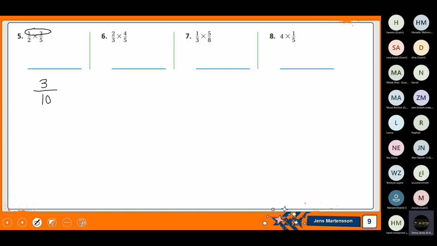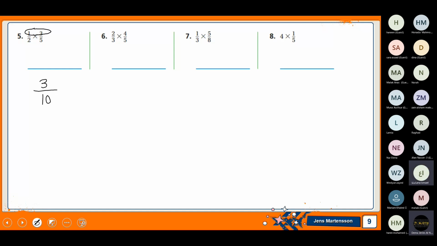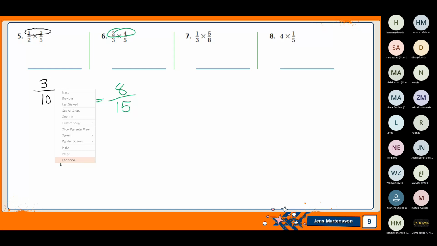Yes, Lana, number six. 2 over 3 times 4 over 5. What do you multiply first? 2 times 4, bravo. It equals 8. 8 over, where's the denominator? 3 times 5 equals 15. Can you simplify it more? Are 8 and 15 both even numbers? No. Is 8 a multiple of 3? No. So we can't simplify them.